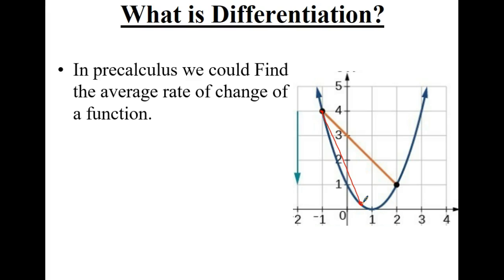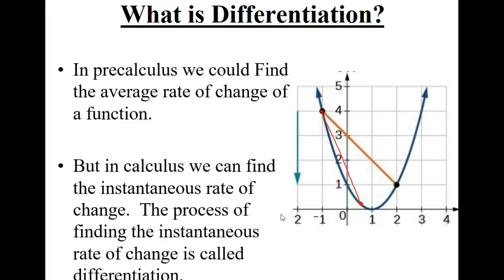But that line has 2 endpoints, doesn't it? It's got a starting point and an ending point. In calculus, instead of finding the average slope between 2 points, we can find the exact slope at 1 point.